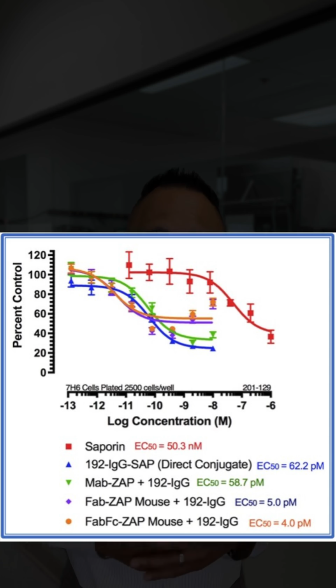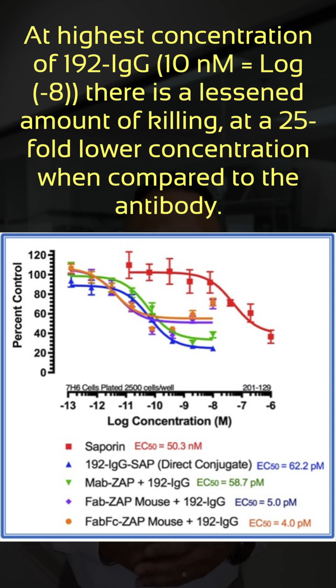Now, in this example, you will also see an interesting phenomenon with ZAP secondary conjugates. It may be intuitive to think that using a higher dose of primary antibody induces a higher amount of cell death, but as seen in the example, at the highest concentration of 192 IgG, which is 10 nanomolar, seen at the log -8, there is a lessened amount of killing at a 25-fold lower concentration when compared to the antibody.